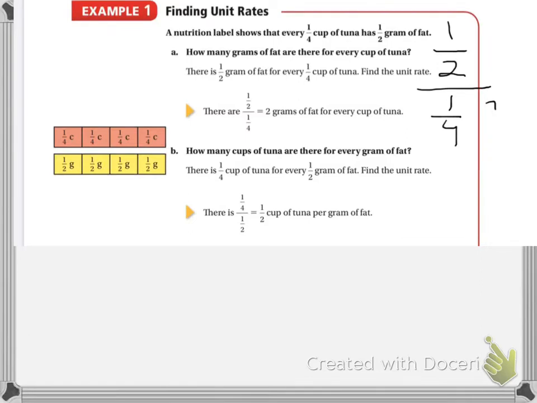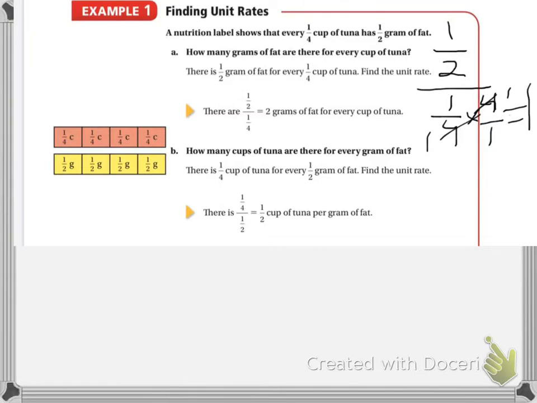And what we need to do is take this 1/4 of a cup to its unit rate of 1. And we know that we can get to 1 by multiplying by the reciprocal. So we can times by 4 over 1. We cross cancel. This makes a 1. This makes a 1. And we are at our 1 cup of tuna.